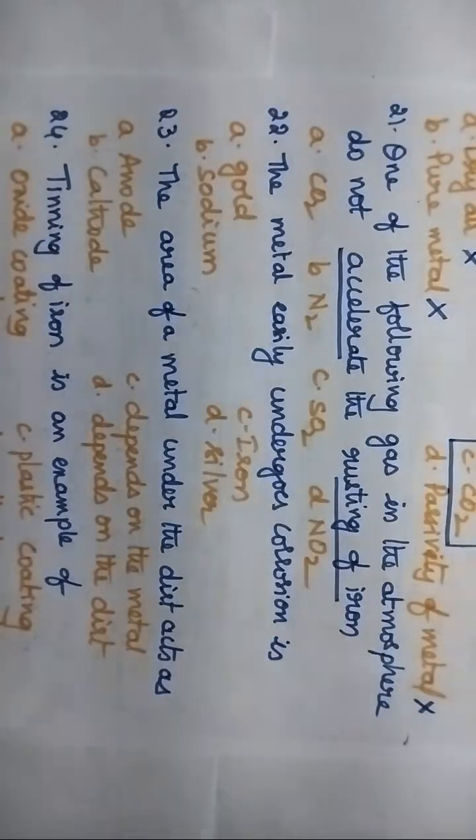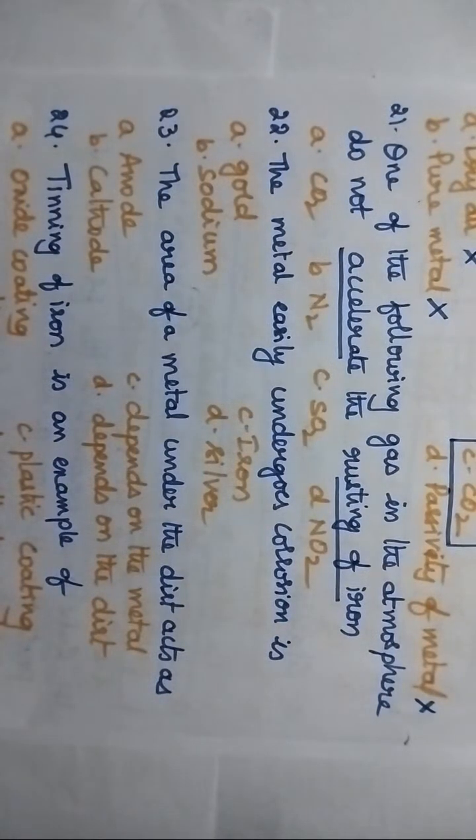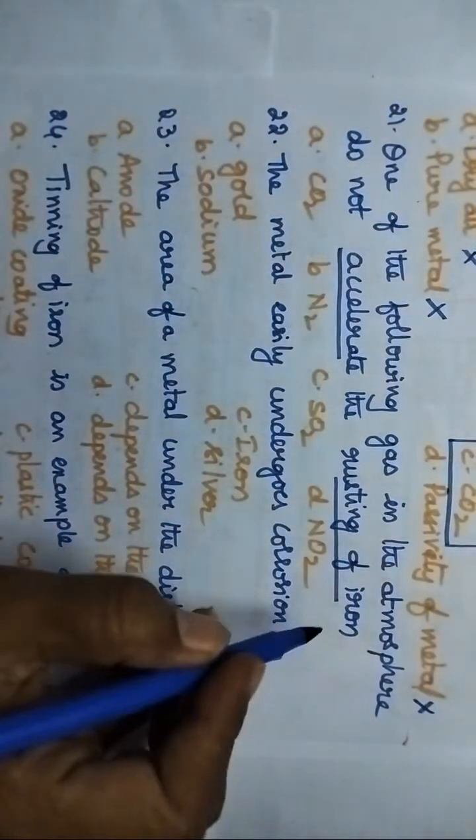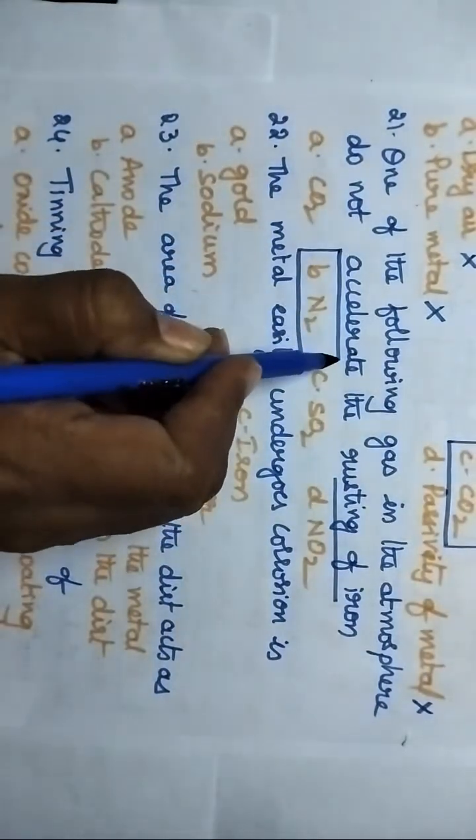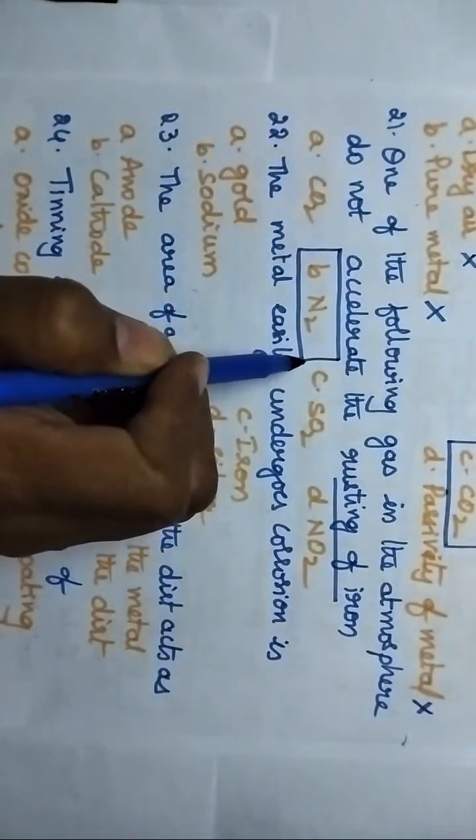Charan Sai, very good. Aditya, very nice. Atmosphere consists of 78% of nitrogen. It will not accelerate corrosion. So option B is the right answer. Vaishnavi, very good.